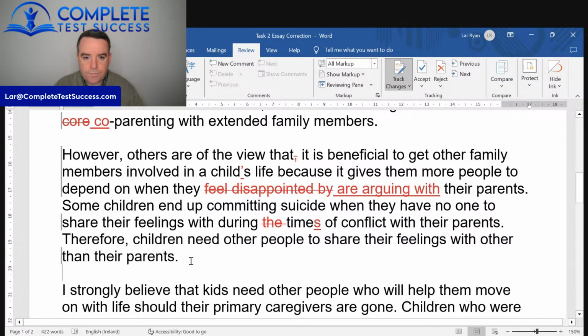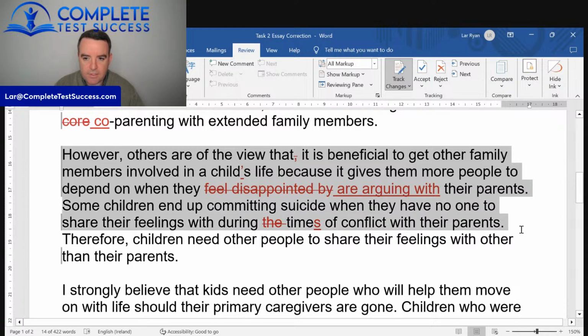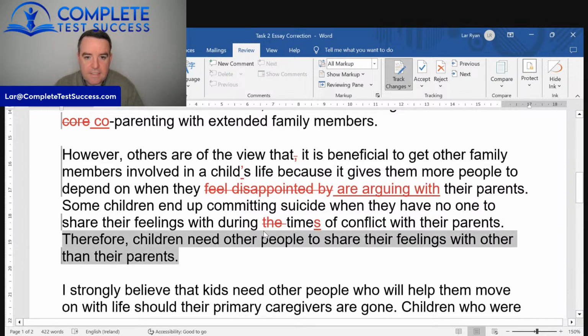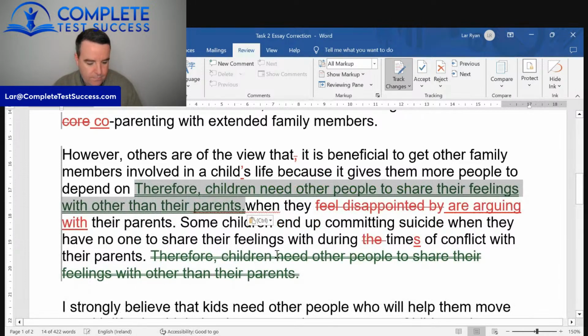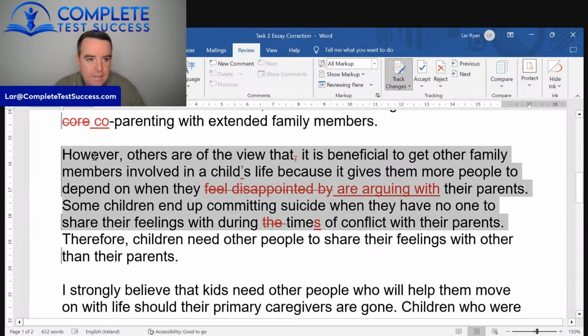Now, when you repeat your idea, that doesn't count as development. So basically you said children need other people to share their feelings with. Here's why they need people to share their feelings with. That's why they need people to share their feelings with. That's not okay. So repeating your idea is not the same as developing your idea. So that much of the development doesn't count. And what we're left with then is this much of the essay.